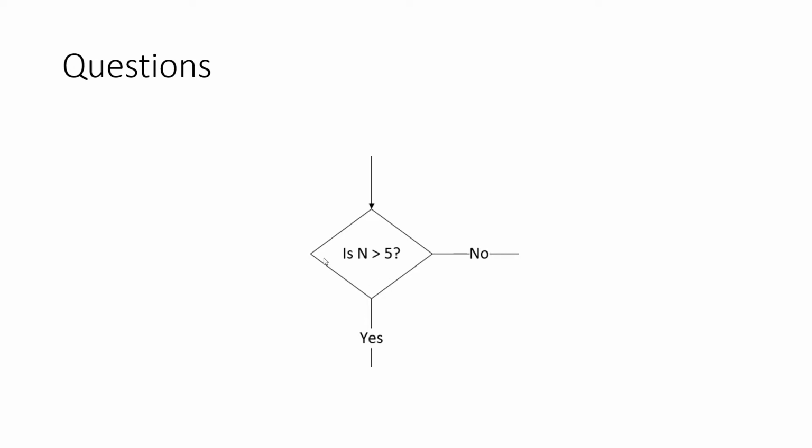So in this case, we say, is n greater than 5? If yes, go down. If no, go right. Programming languages allow us to code this type of question very simply so that we can path our execution based on the values we see. So how do we do this?